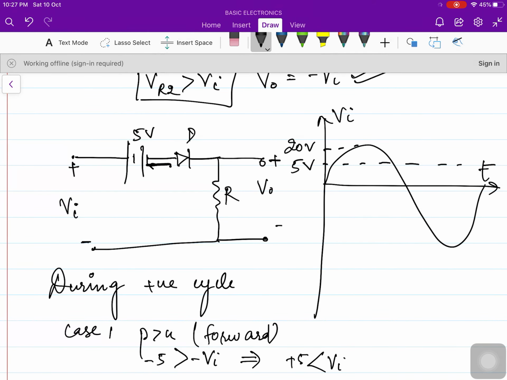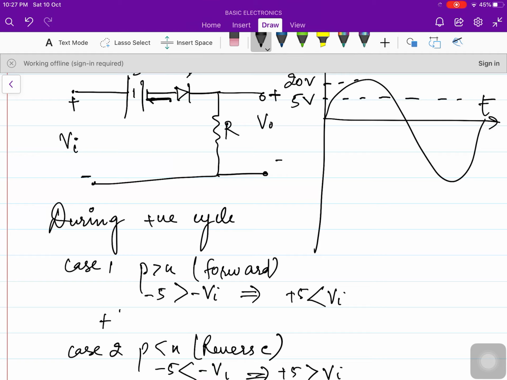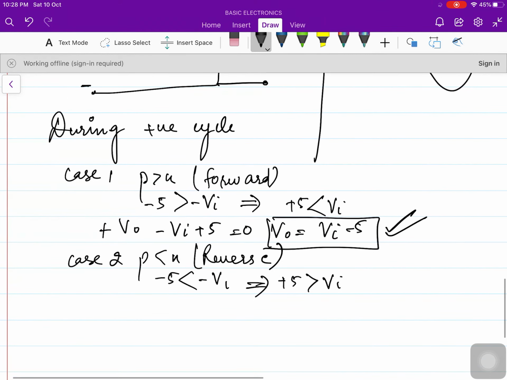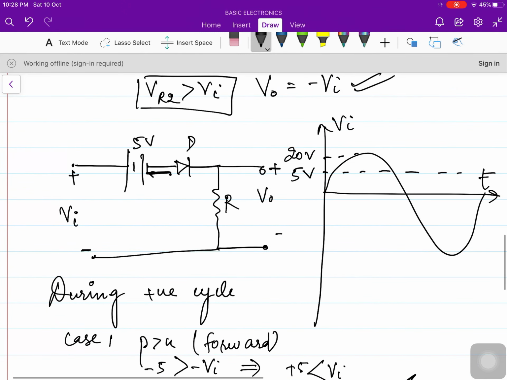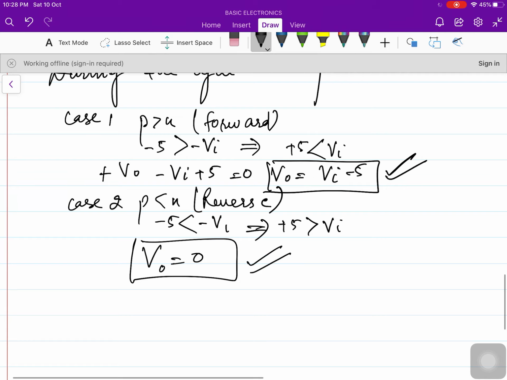Now for the first case, that is when the diode will be forward, it will be a short circuit and we will apply a KVL. So by applying KVL, we will get plus V0 minus Vi plus 5 equals to 0. That is V0 equals to Vi minus 5. So this is the answer for the first portion. For the next portion, when the diode will be reversed, V0 will be directly equal to 0 because the current in the R will be equal to 0 as the diode will be replaced by an open circuit. So these are the answers.